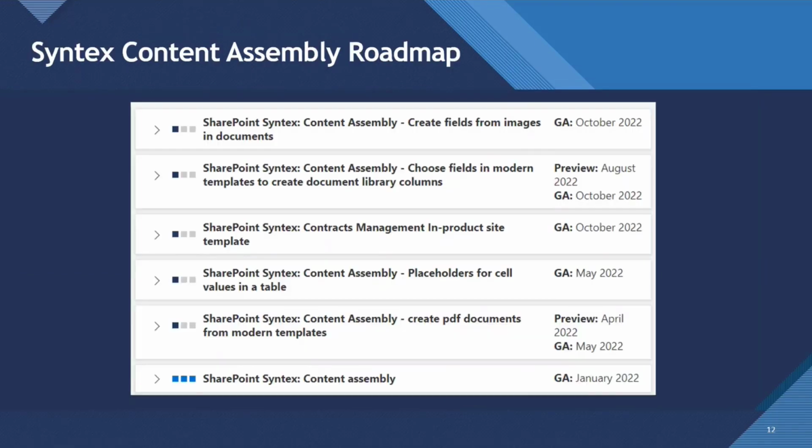There's some exciting stuff coming on the roadmap for content assembly. So image placeholders in documents. So perhaps you want to create a document, but you need a different logo depending on what's been chosen. There's been some improvements for placeholders and content assembly in tables. This roadmap entry has not been closed yet, but you can create PDF documents from templates now.